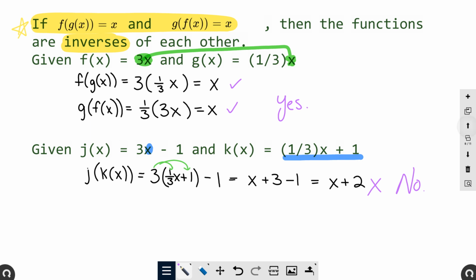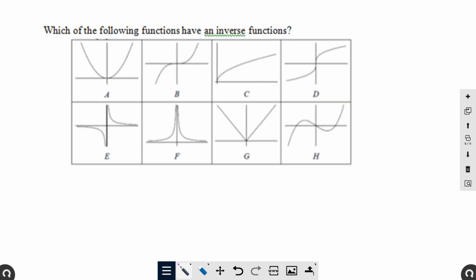All right, let's talk about 2 more things. So here we have, which of the following graphs have an inverse that is a function? That's what it's asking for. So these are the original graphs. We want to check to see if their inverse is also a function. So we use something called the horizontal line test.